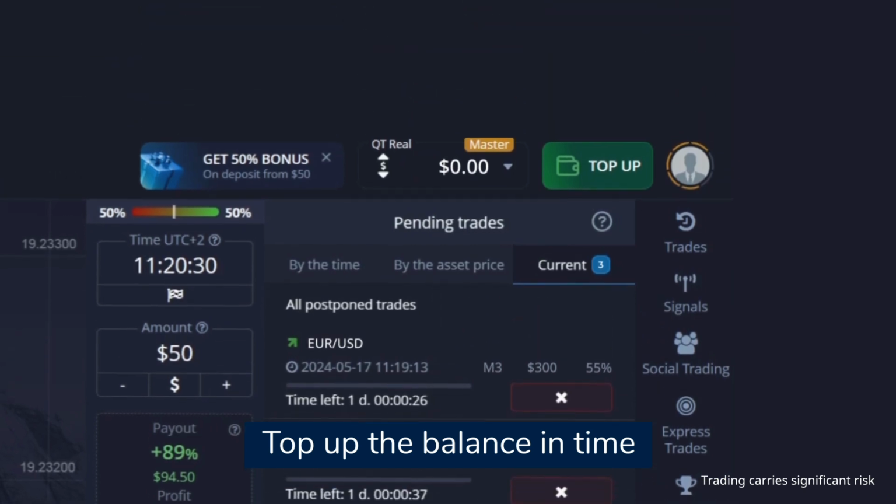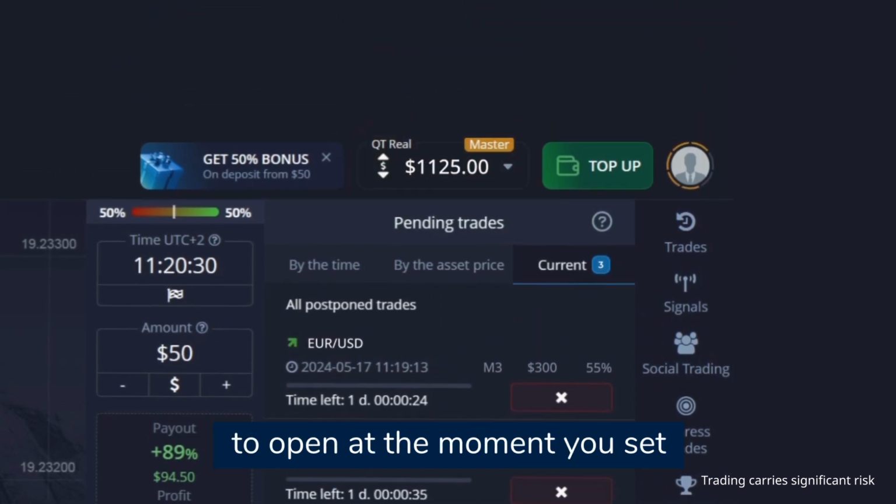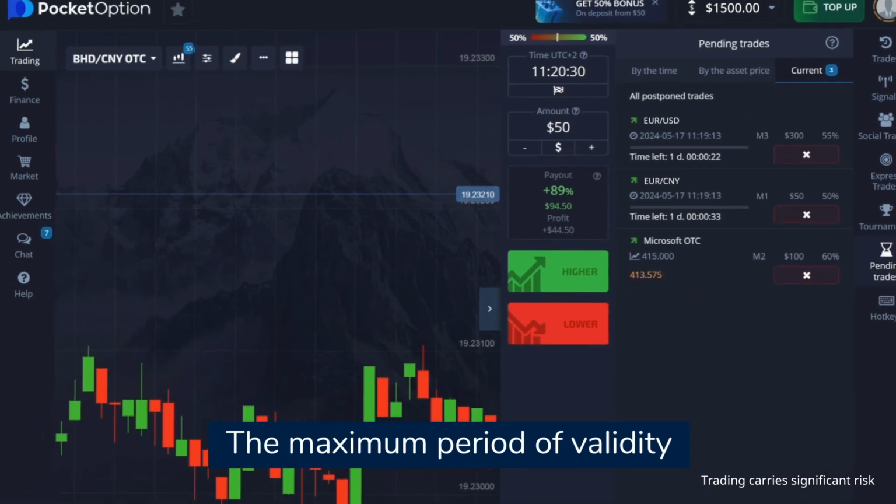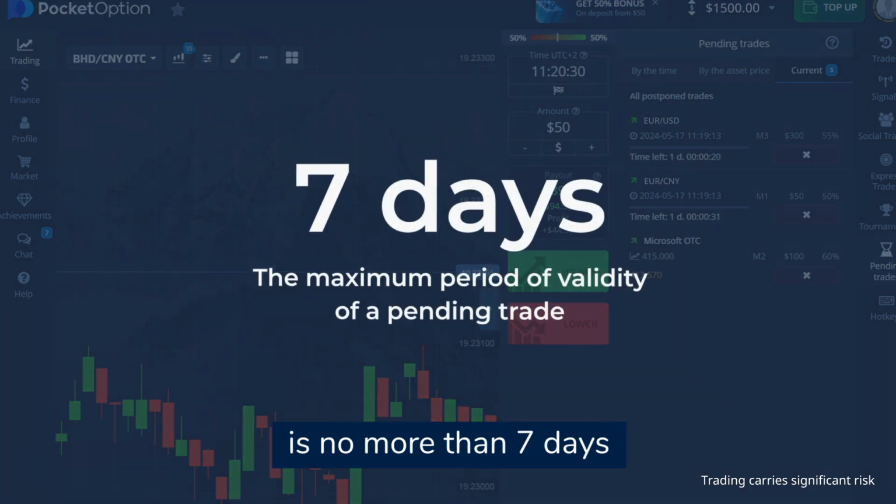Top up the balance in time for the pending trade to open at the moment you set. The maximum period of validity of a pending trade is no more than 7 days.